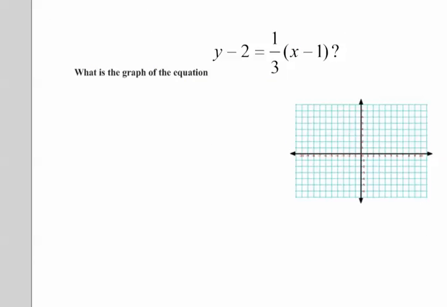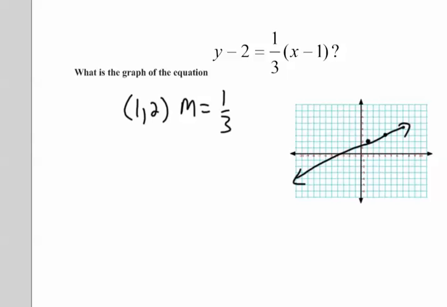What is the graph of the equation y minus 2 equals 1/3 times x minus 1? With this one, all I need to know is, what point am I at? The point is (1, 2), and my slope is 1/3. So I can go to (1, 2), put a dot, and go up 1 and run 3. Then go up 1 and run 3 again. And there is my graph.